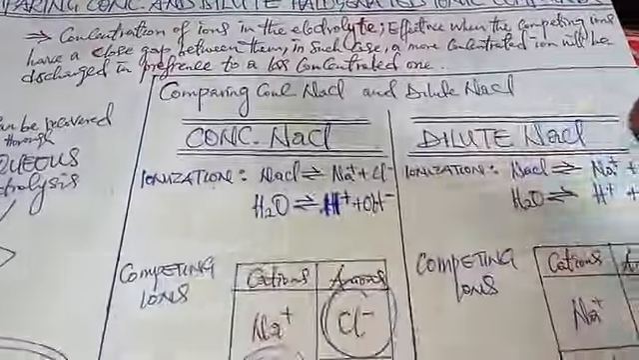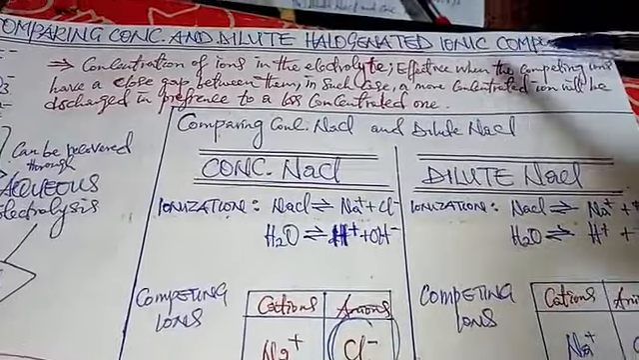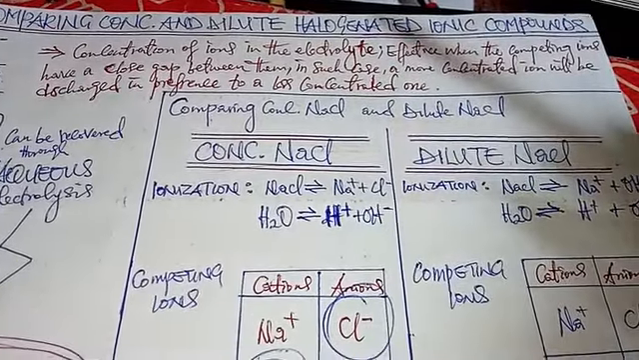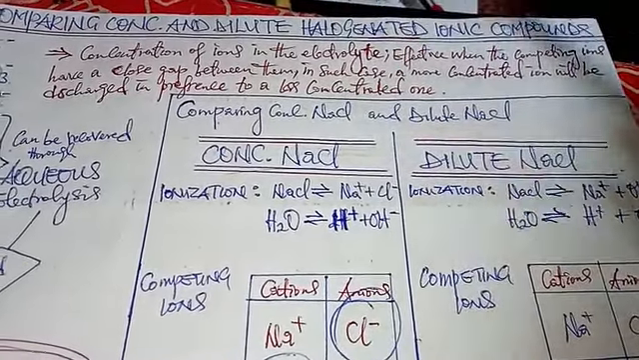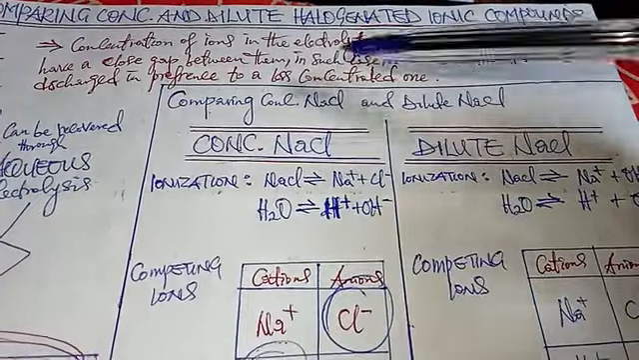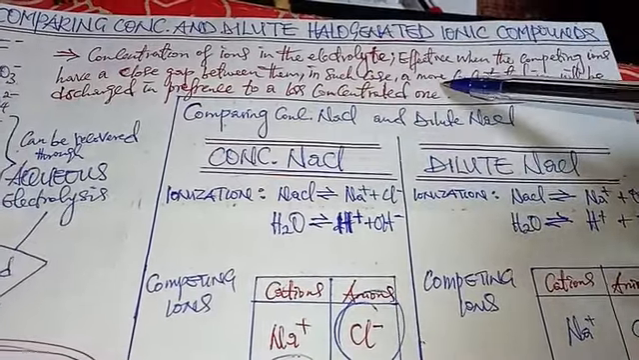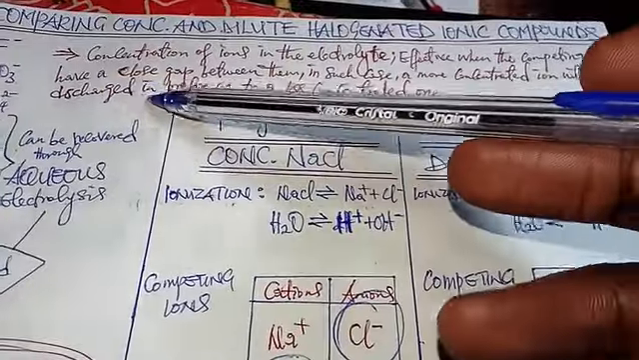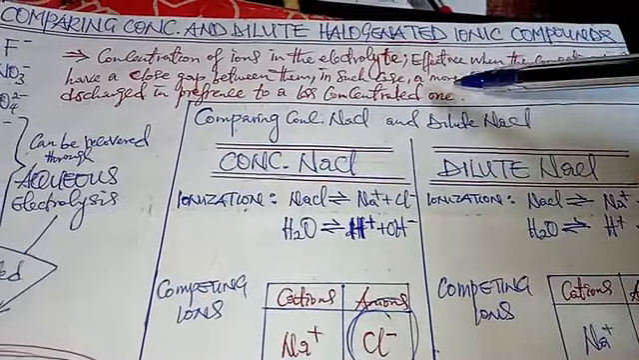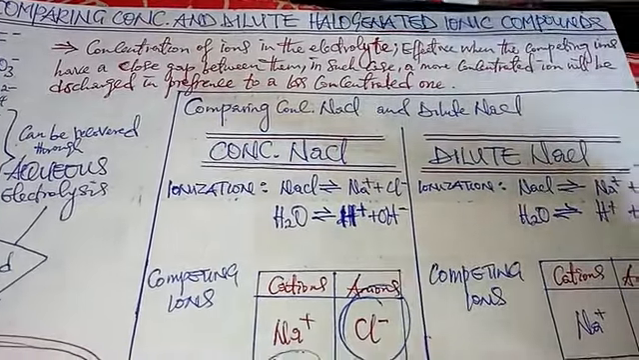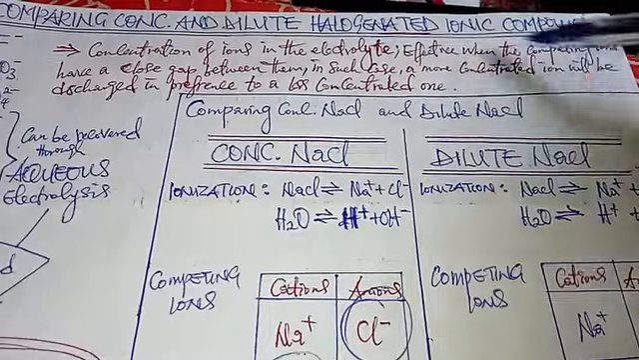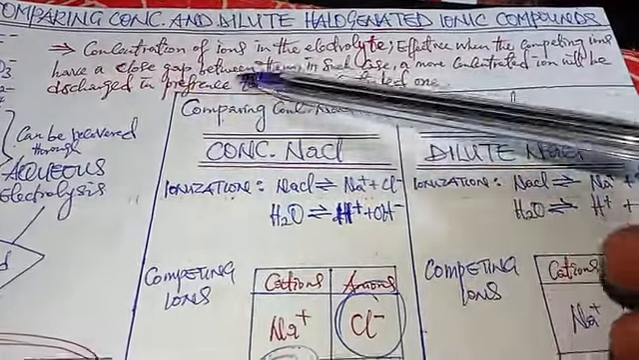Now when we talk about concentration, this is saying that in an electrolyte, the more concentrated ion will be discharged in preference to the less concentrated. In this case, a more concentrated ion will be discharged in preference to a less concentrated what? Ion or one. Are you getting it? And secondly, this factor of concentration is only effective when the competing ions have a close gap between them.